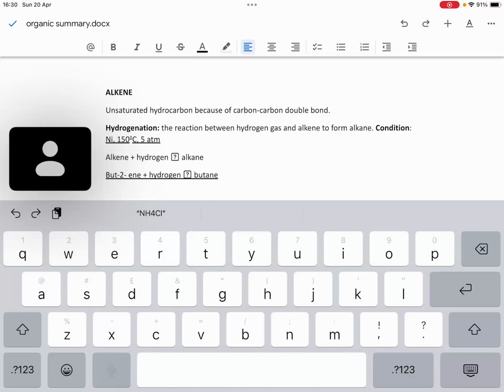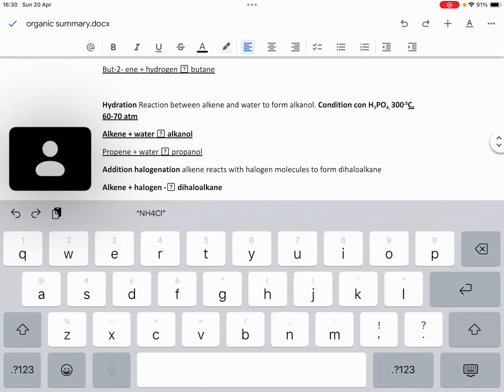Alkenes are extremely reactive, and they undergo reactions such as hydrogenation. In hydrogenation, hydrogen gas reacts with an alkene to form an alkane. The condition for the reaction is nickel catalyst, 150 degrees Celsius and 5 atmospheres.